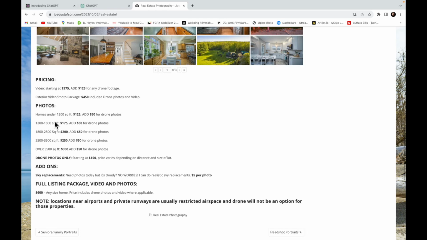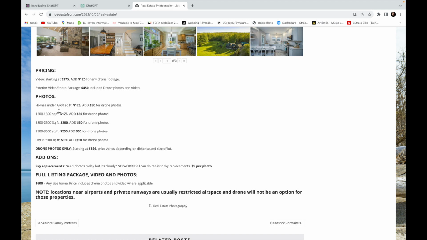So I break it down, like I said, by square footage. Anything under 1,200 square feet is a certain amount. I charge $125. Right now, at the time of this video, I'm only charging $50 for drone photos, and usually that's only going to be 3 to 5 drone photos. It takes me 5-10 minutes to throw the drone up and snag those photos real quick.